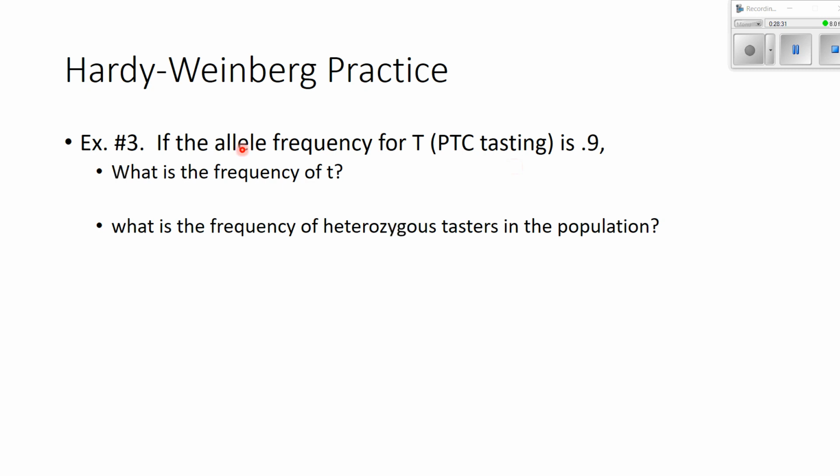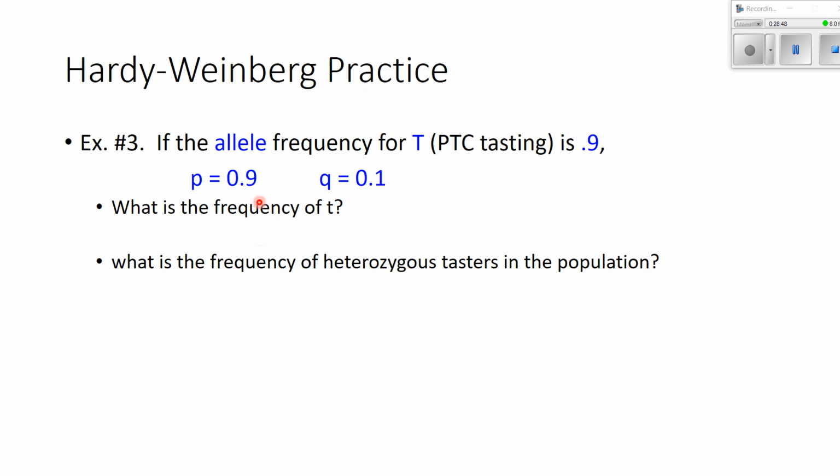It says the allele frequency for big T, so that's the frequency of the dominant allele, is 0.9. Pause it, answer the questions, and then unpause. So the key to this one is to realize that what they gave me in the problem was P. They gave me the flat-out frequency of the dominant allele is 0.9. That's given in the problem. 1 minus that is the value of Q.